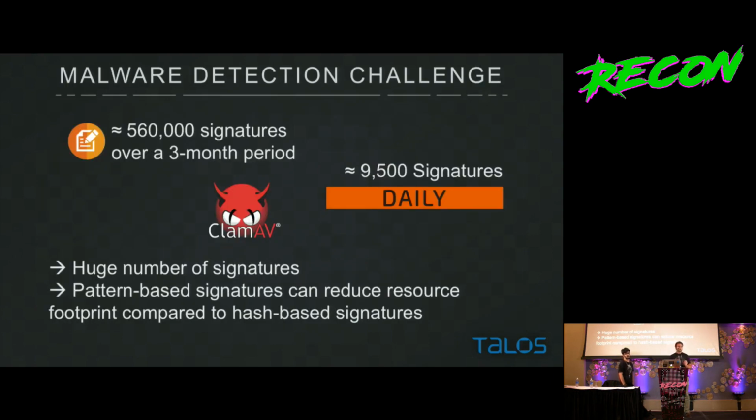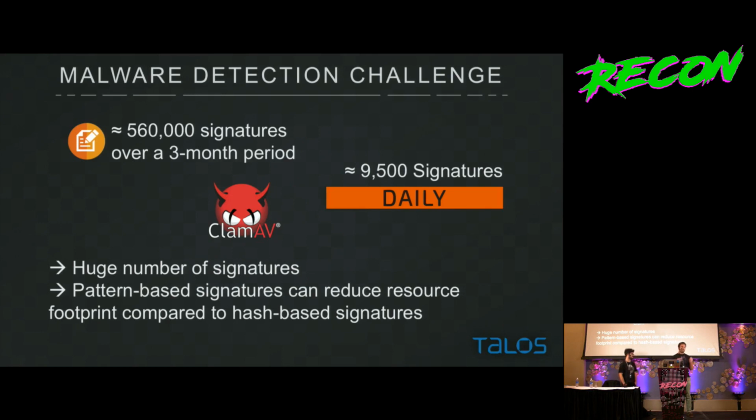The problem with that is that you need a lot of signatures to do that. So in the period from February to April 2017, we published over 560,000 signatures, which amounts to about 9,500 signatures daily. Of course, not all of these signatures are written by humans. Most of them are automatically generated. But the thing is that those automatically generated signatures are mostly hash-based at the moment.